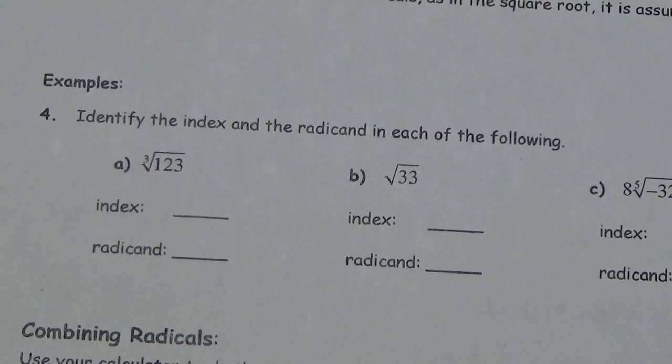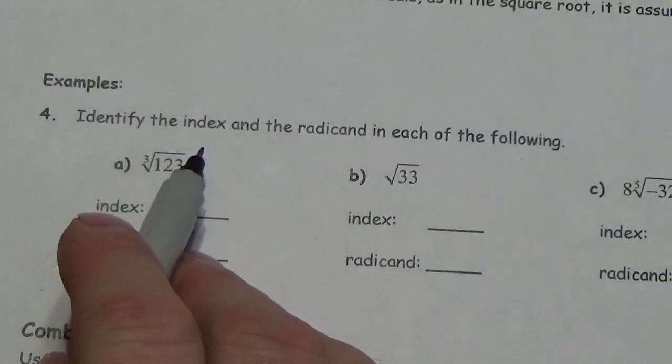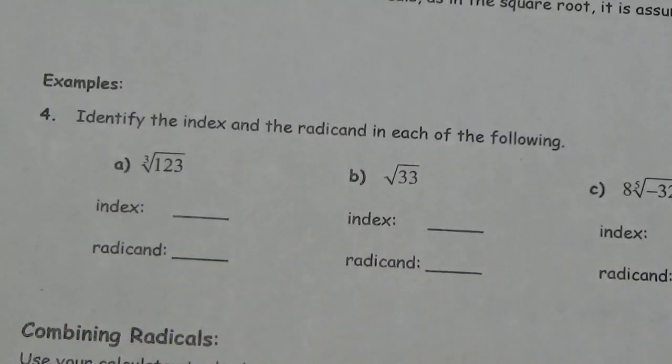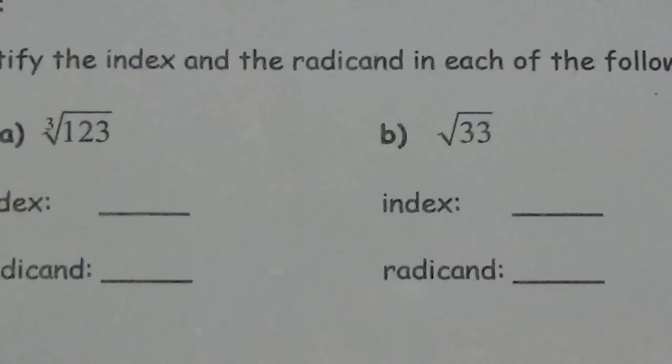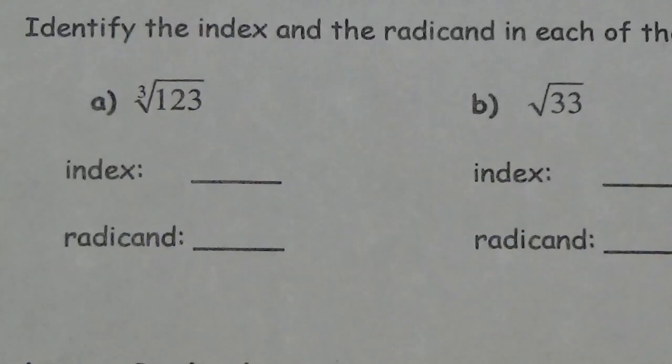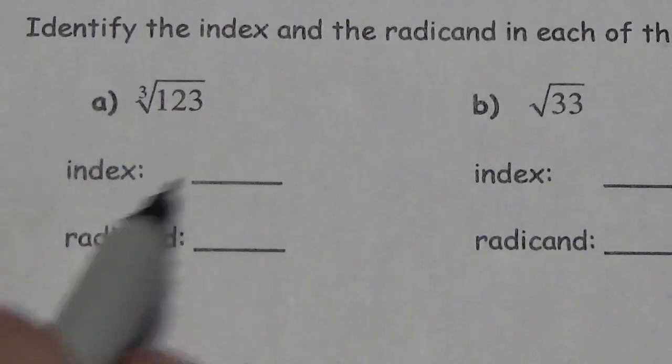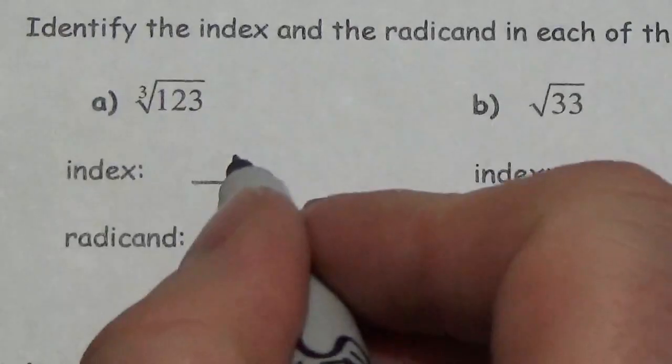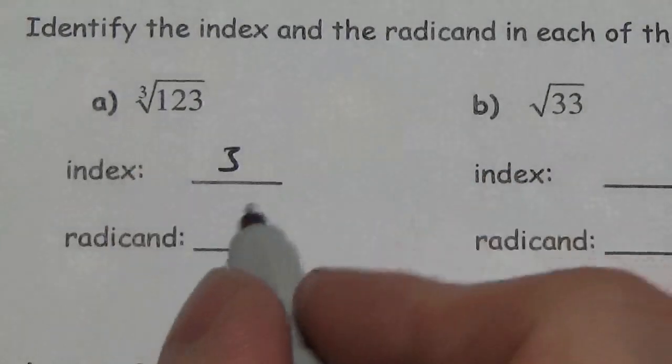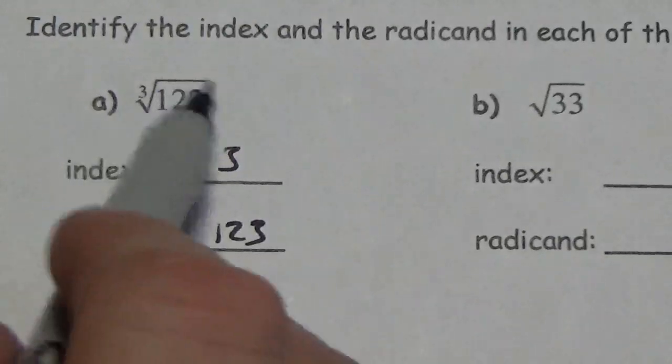We're going to quickly slide through this because the question is really just to identify the index and the radicand in each of the following. That's really just a matter of location, making sure that you recognize where things are located. So the index here is located right there. The index is 3. The radicand is 123. It's the part underneath the radical.